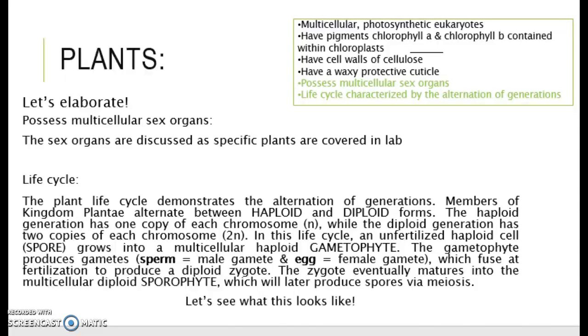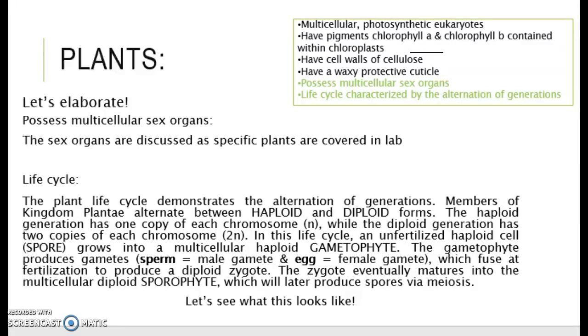Now, let's focus on the last two things. They possess multicellular sex organs, which are discussed for the specific plants covered in this lab. The plant life cycle demonstrates an alternation of generations. So members of this kingdom alternate between haploid and diploid forms. The haploid generation has one copy of each chromosome, which is represented by the letter N, while the diploid generation has two copies of each chromosome, which is represented by 2N. Remember, di means two, so that's where we're seeing the 2N.